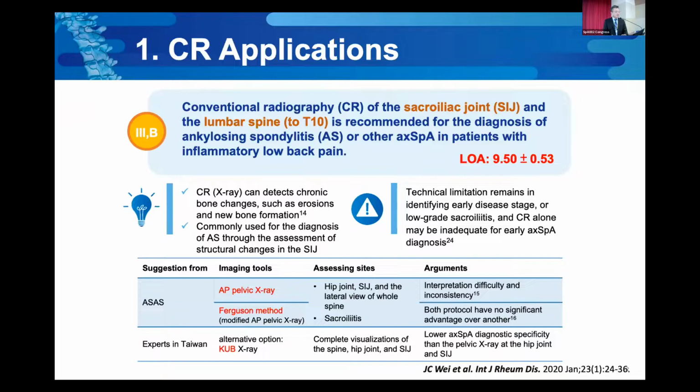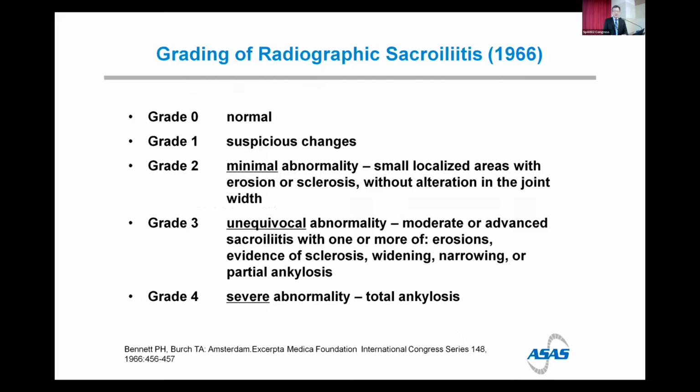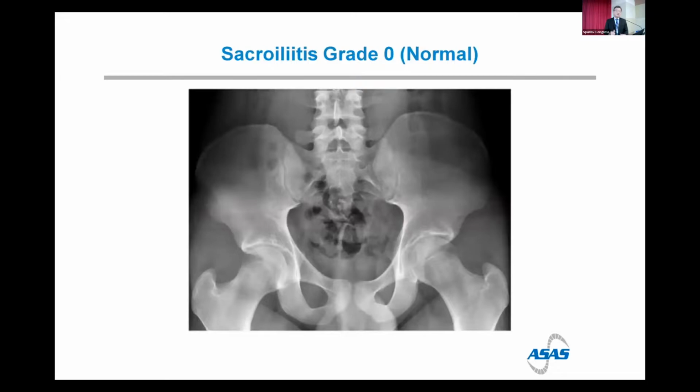We have grading for conventional X-ray, but this is very subjective. Subjective by minimal or unequivocal or severe. So there's no clear cut, but I'll show you the typical image from the official website of ASAS. You can download it freely on the website. This is a normal SI joint where you can see the clear joint space and regular margin without sclerosis, okay?